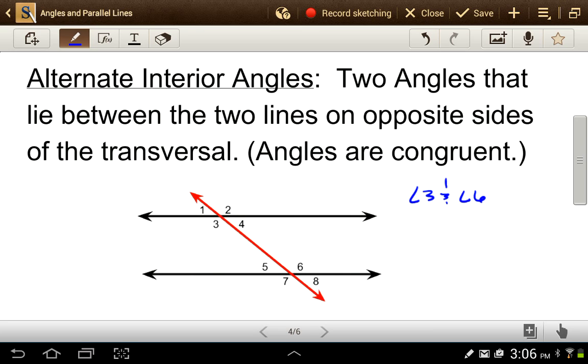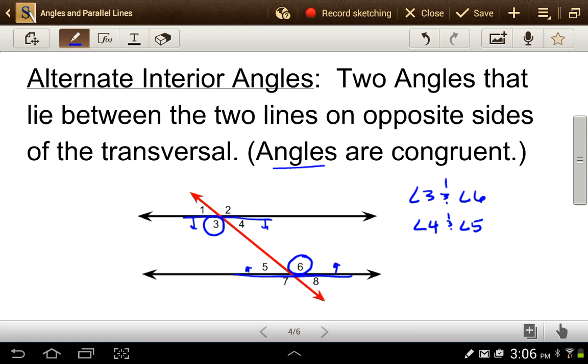They are alternate interior angles. They alternate the transversal, on opposite sides, and they are inside of the parallel lines, which makes them alternate interior angles. Angle 4 and angle 5 are also alternate interior angles.